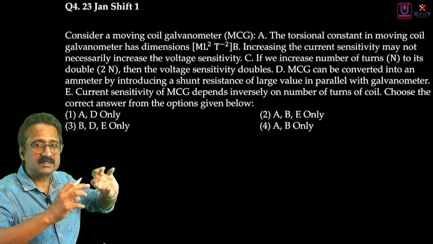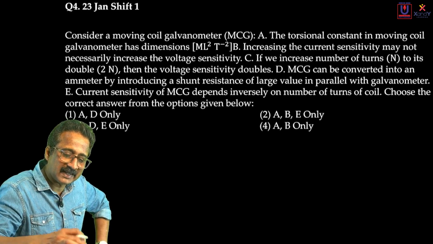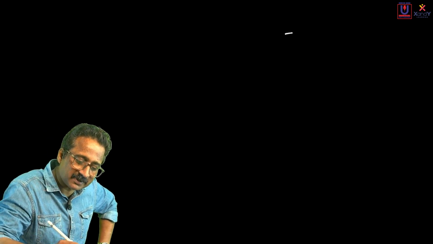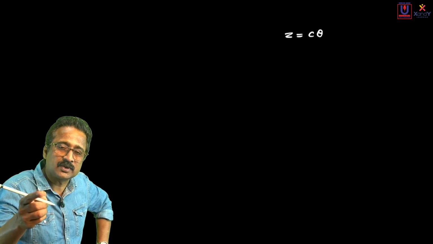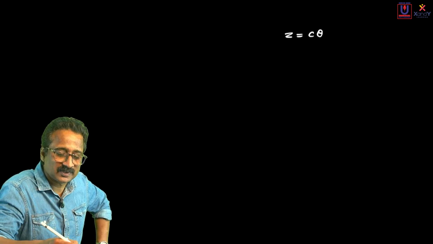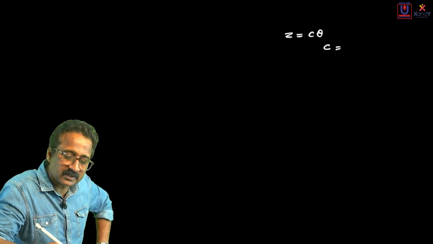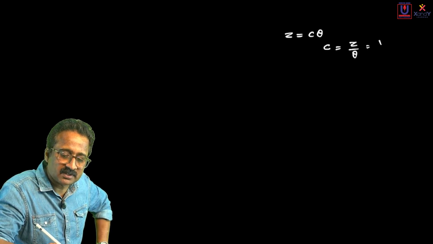Every spring is having a torsional constant. And you know that torsional constant for any spring is given by a certain expression: tau is equal to C into theta, where C is known as the torsional constant, or it is also called the couple per unit twist of the spring. So here C is equal to tau by theta. This is about dimension. So I can say tau can be written better as F into r divided by theta.